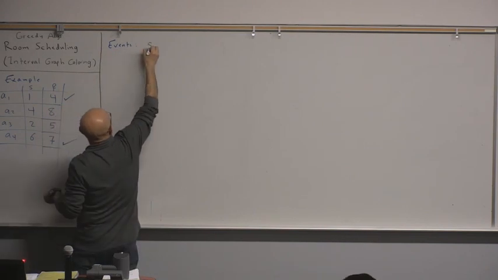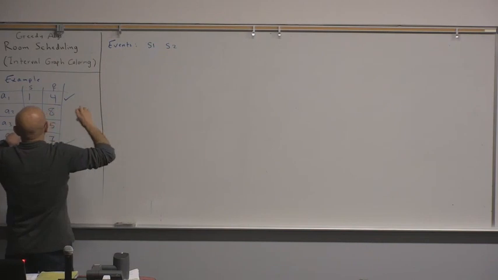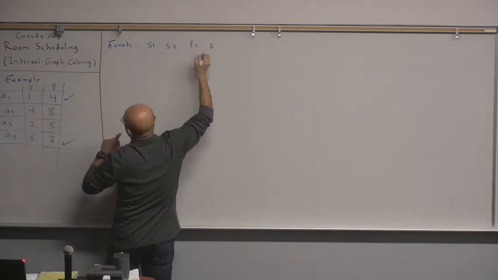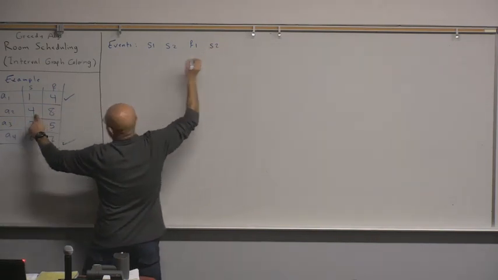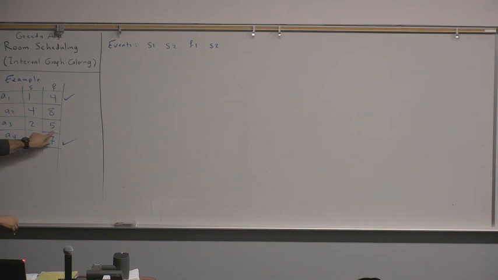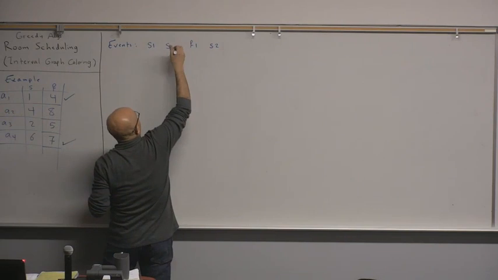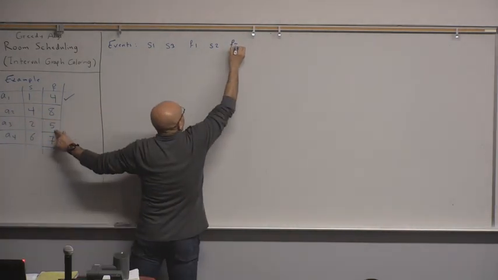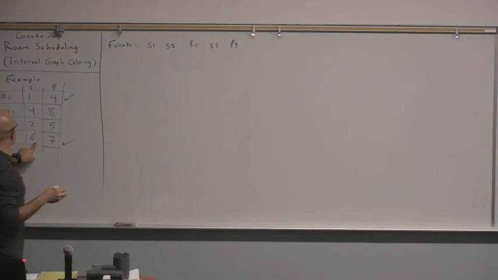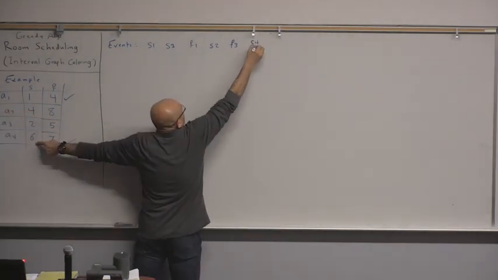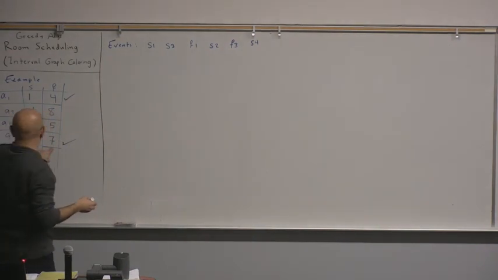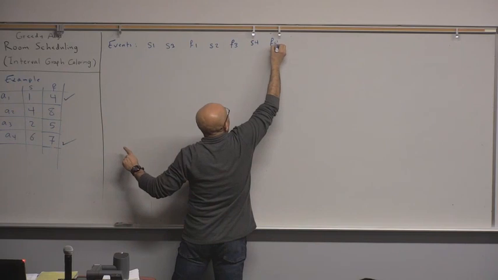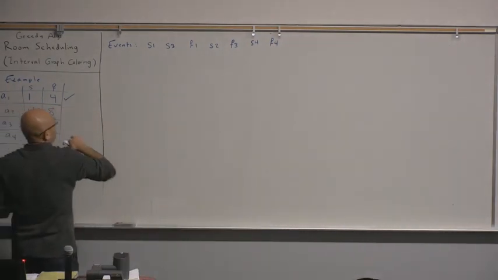The events are going to be S1, S2, then finish of 1, then start of 2, then at time 5 we have the finishing of 3, as this is S3. This is S3. And at time 5 I will have the finishing of 3. Then at time 6 I have the start of A4. And at time 7 I have the finish of A4. And at time 8 I have the finish of A2.